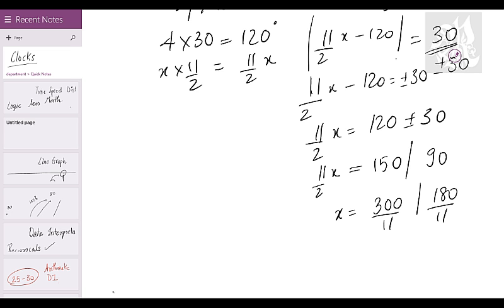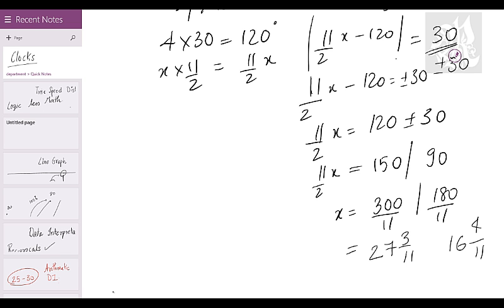What is 300 by 11? We can convert to a mixed fraction, so always do that. 11 2s are 22, 8 remainder. 11 7s are 77, 3 remainder. So 3 by 11. And for 180 by 11: 11 1s are 11, 70. 11 6s are 66. Remainder 4 divided by 11.